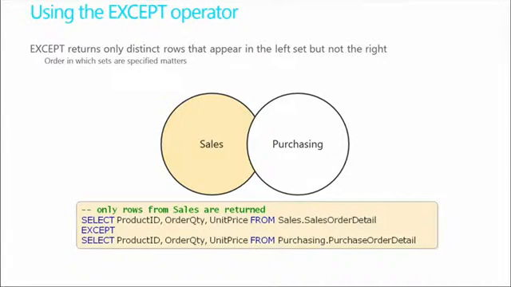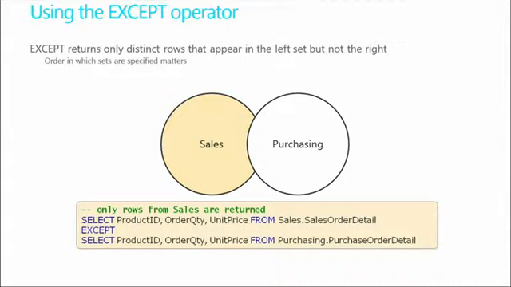The except operator returns only distinct rows that appear in the left set. Remember, when we talk left, we're talking about the first part of a query, but not in the right set. Does that make sense? Yeah, so if you take the former example, show me all customers that are not also employees. Not also employees. Okay, yeah.